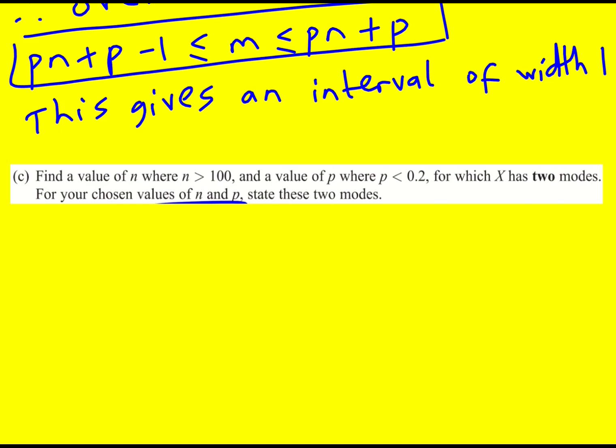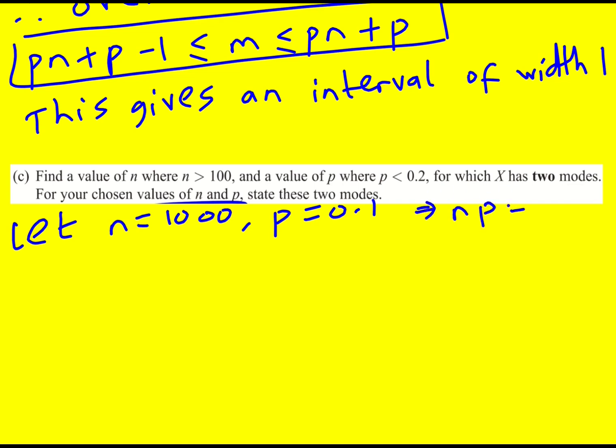So I'm going to tell you how I did this question. I didn't do it as efficiently as I could have, but if I just tell you the answer, then you might be like, oh, how did you know to do that? So I didn't choose the best possible option. I just said, all right, I'm going to let n equal 1,000 because it's greater than 100, but it's quite a nice number to multiply by. And p equal 0.1 because that's also a nice number to multiply. So then np is going to be 100.